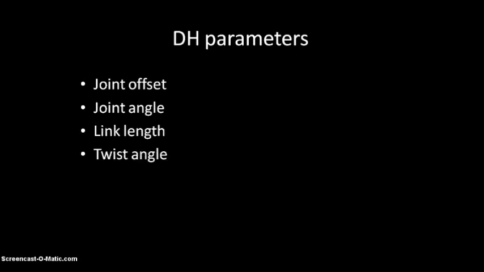DH parameters were first used by Denavit and Hartenberg in 1955. It is nothing but a systematic general method used to define the relative position and orientation of two consecutive links. The four DH parameters are joint offset, joint angle, link length, and twist angle.